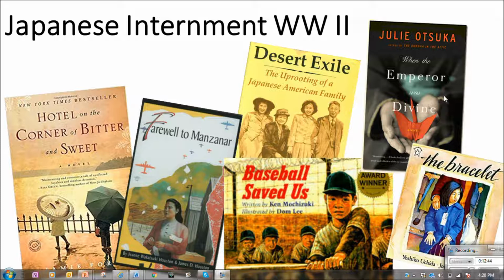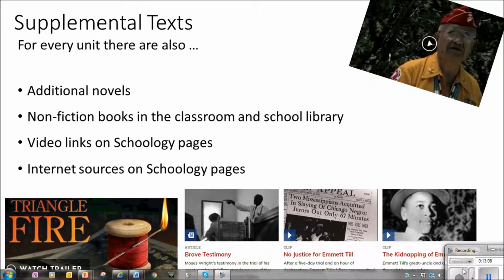You can go down to the International District and see some of the places today that are referenced in the book. There's also a number of memoirs from internment: When the Emperor Was Divine, Farewell to Manzanar, Journey to Topaz, and so we could put together a text set if you were interested. Each topic group also has some nonfiction texts, it has some video clips, it has some links on Schoology and internet sources that you can look at. So there's a whole variety of materials.